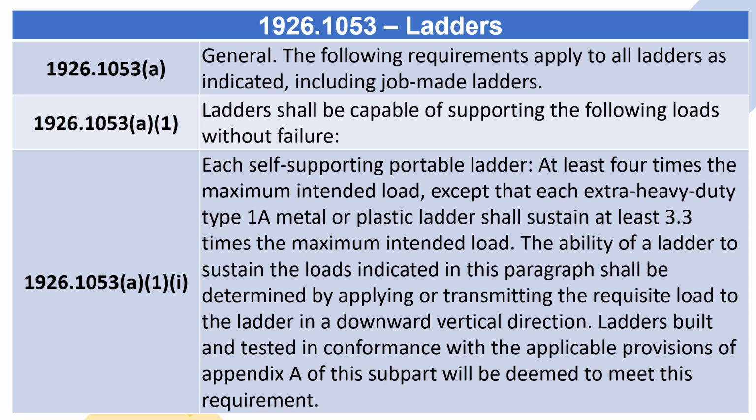1926.1053 A. 1. I. Each self-supporting portable ladder, at least 4 times the maximum intended load, except that each extra heavy-duty Type 1A metal or plastic ladder shall sustain at least 3.3 times the maximum intended load. The ability of a ladder to sustain the loads indicated in this paragraph shall be determined by applying or transmitting the requisite load to the ladder in a downward vertical direction. Ladders built and tested in conformance with the applicable provisions of Appendix A of this subpart will be deemed to meet this requirement.